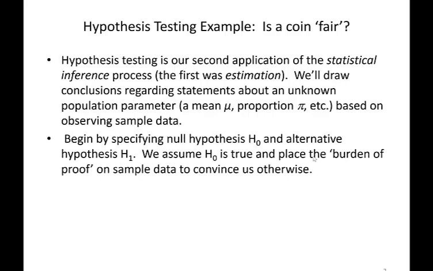We're going to start by specifying the null hypothesis, which we call H0, and then an alternative hypothesis, which we call H1. And we assume that H0 is true and place the burden of proof on the sample data to convince us to reject H0 in favor of H1.